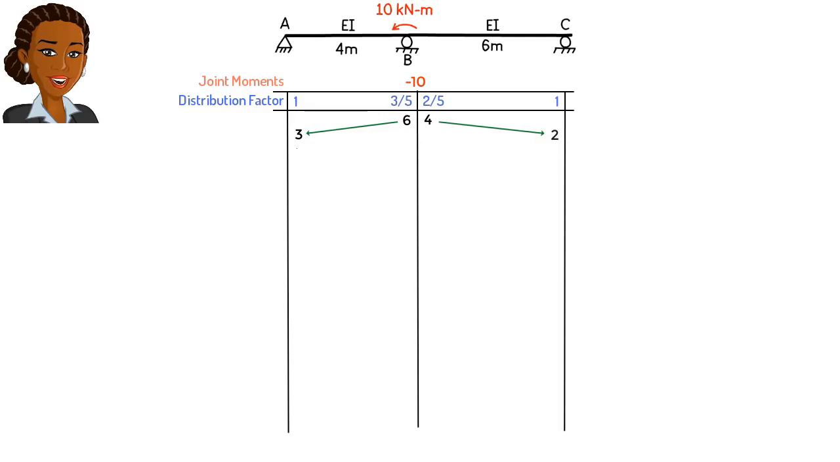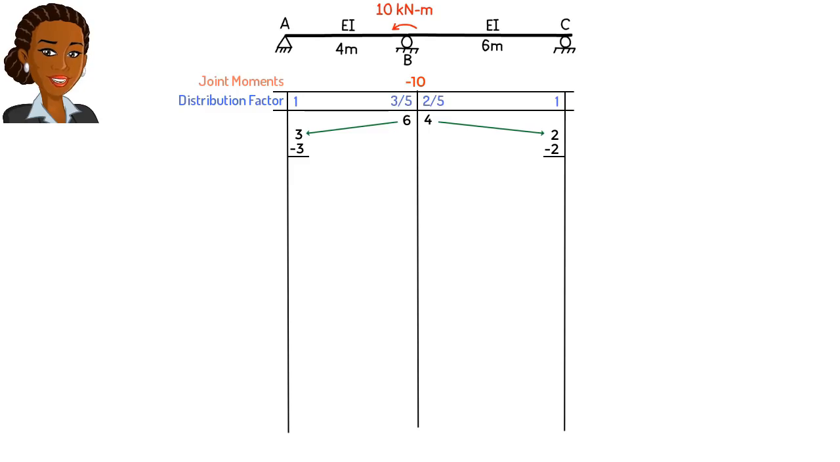These carried over moments make joints A and C unbalanced. The sum of the moments at these joints is no longer 0, so we need to balance them. The total bending moment at A is 3 kilonewton meters. To balance the joint, we add -3 to the left column. The total bending moment at C is 2 kilonewton meters. We add -2 to the right column to balance the joint.